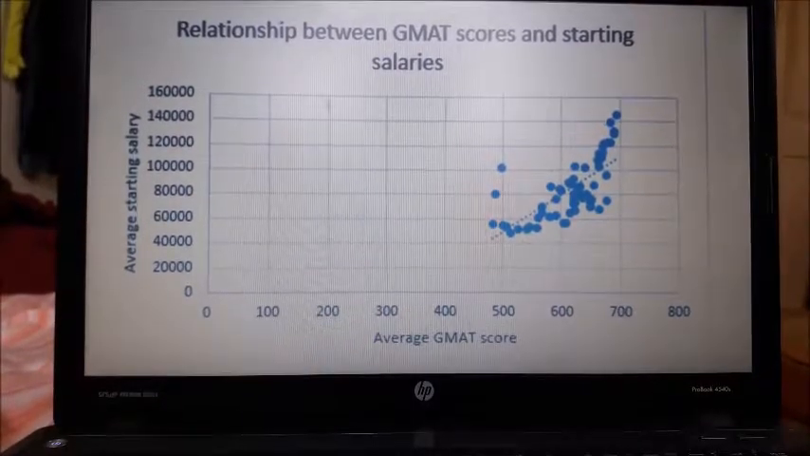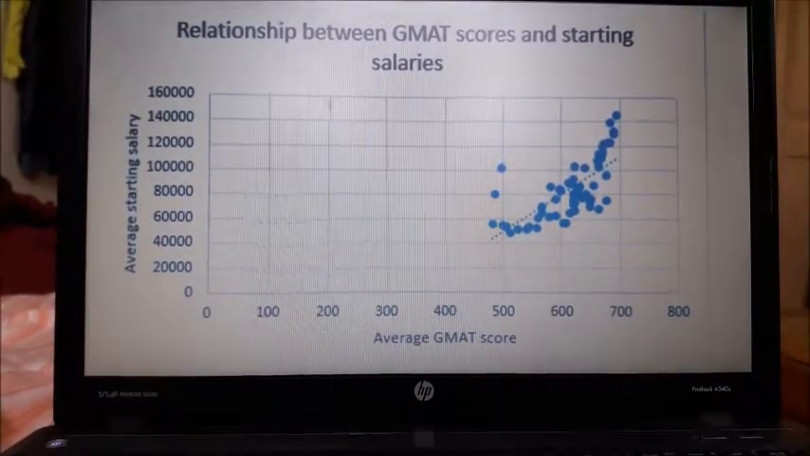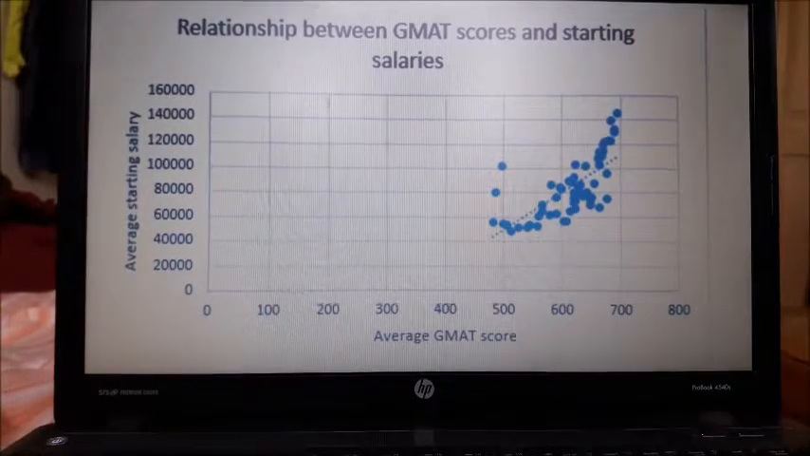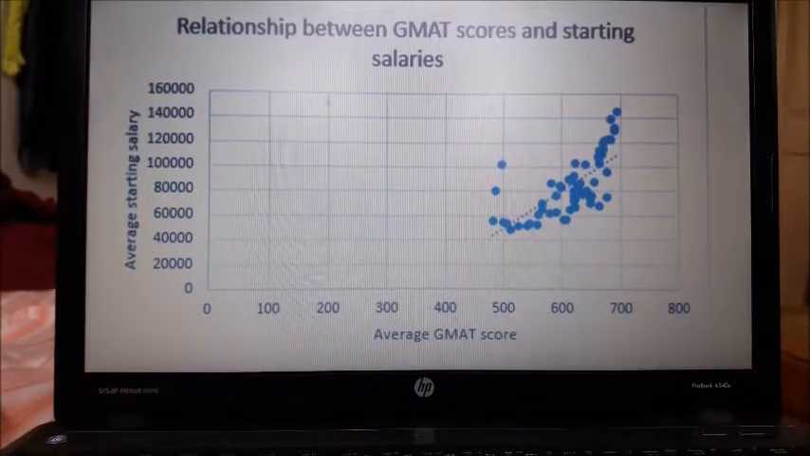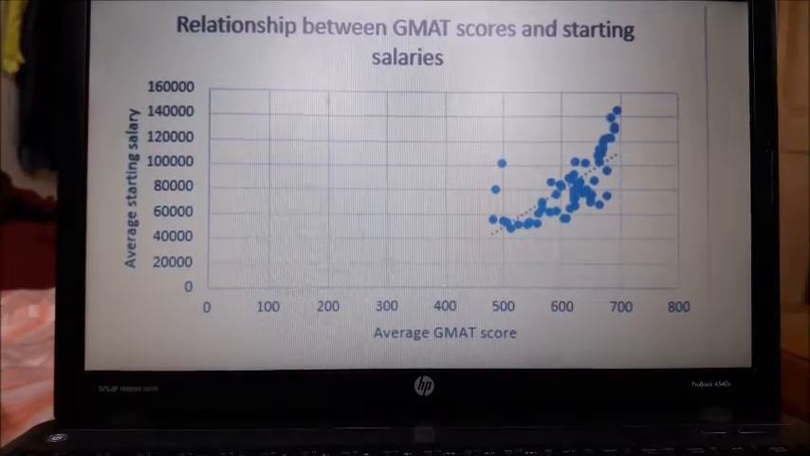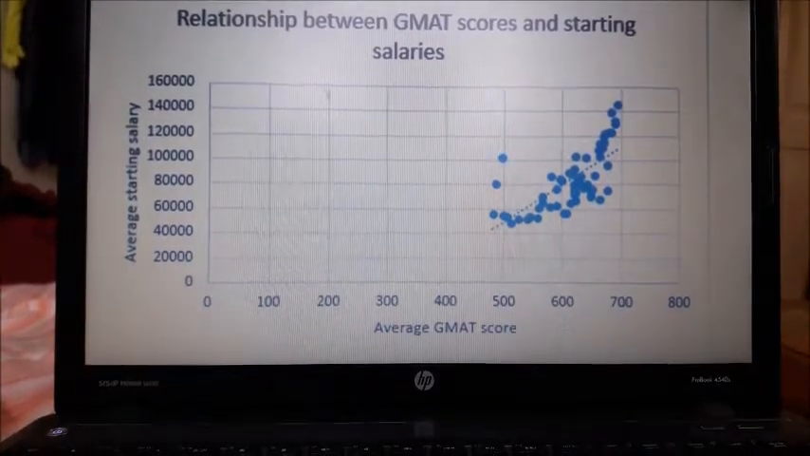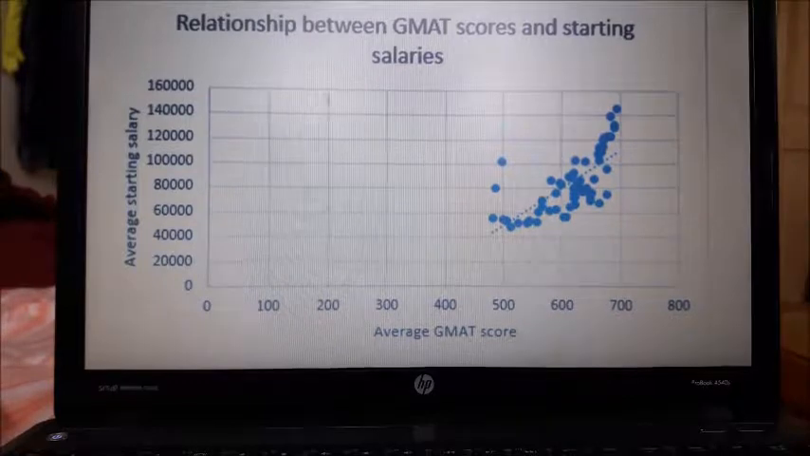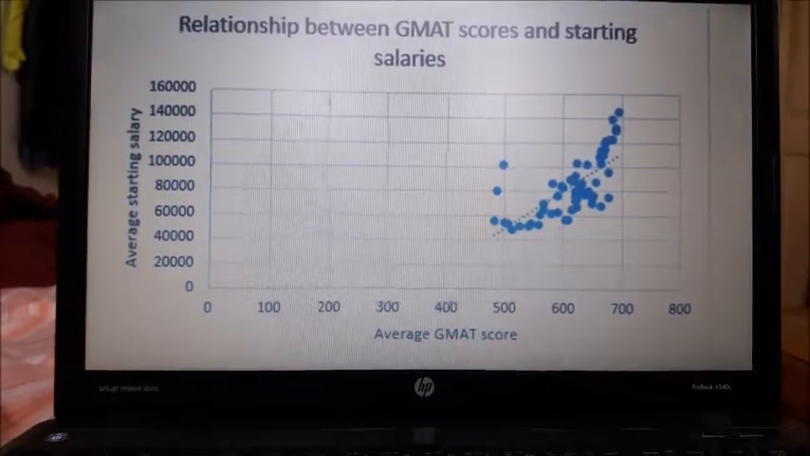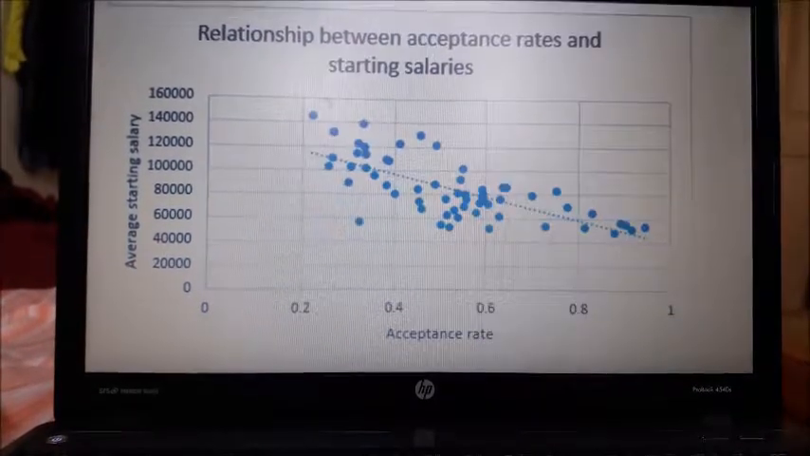Here you can see the positive relationship between GMAT scores and average starting salary. This relationship is more positive, and the data points are closer to the line than in the previous two graphs we saw. So when I'm looking for a business school, I better make sure that I'm looking for one with higher GMAT scores, because that will probably mean that I'll earn more.